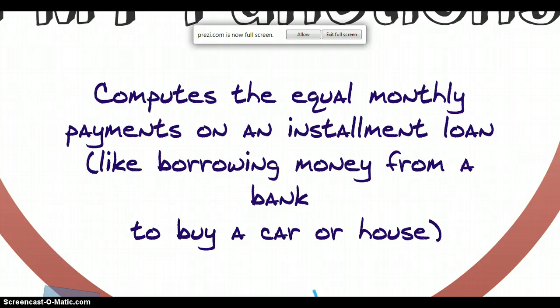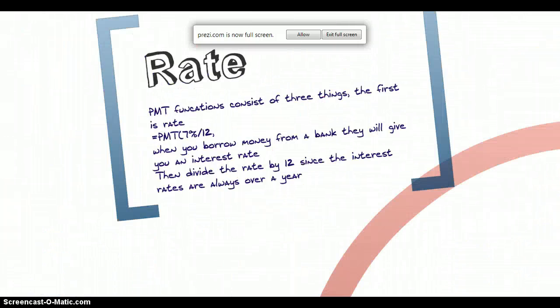Soon you're going to be turning 16 and you might think that you want to buy a car. And if so, then you would want to know how much money you're going to have to pay per month so you can make sure that the job that you have can help you afford to pay for that car. So let's go ahead and get started.